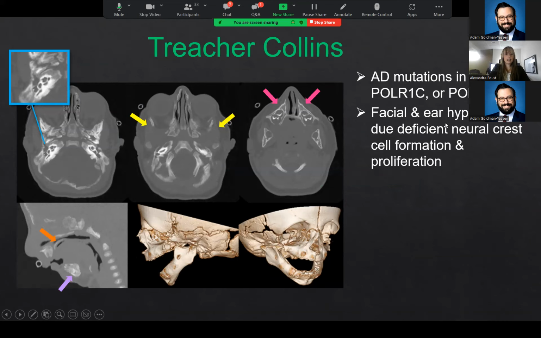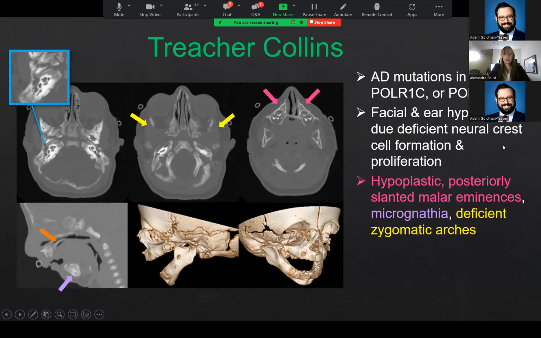But basically you have first and sometimes second branchial apparatus structures that are involved and abnormal. And so you'll see that you have underdevelopment of the face and of the temporal bone structures, which come largely from the first branchial cleft. And then you can also have mandibular hypoplasia coming from the second. And so you'll see hypoplasia, and the malar eminences will be posteriorly slanted. And you might also see either small or completely, in this case, absent zygomatic arches. The face just looks kind of flattened and sunken with a small jaw.